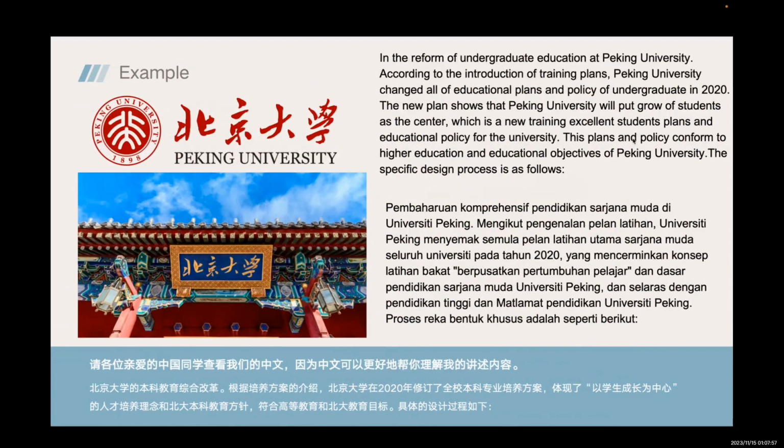So in the form of undergraduate education at Peking University, according to the introduction of training plans, Peking University changed all the education plans and policy for undergraduates in 2020. The new plans show that Peking University will put the role of students at the center, which is a new plan for training excellent students and an educational policy for the university. This plan and policy conform to higher education and the educational objectives of Peking University. The specific design process is as follows.